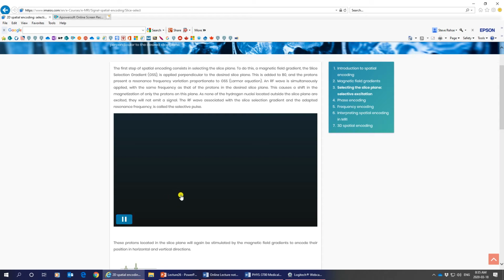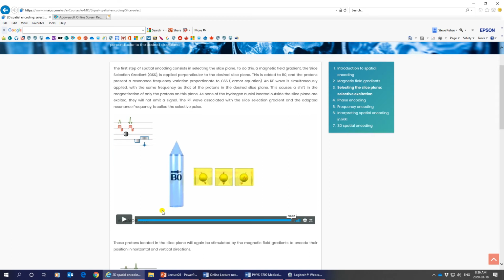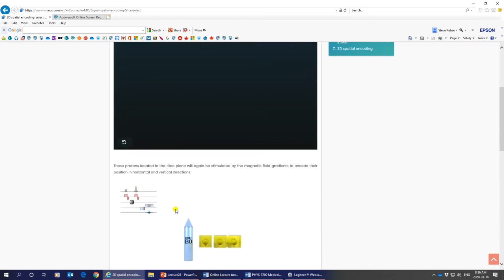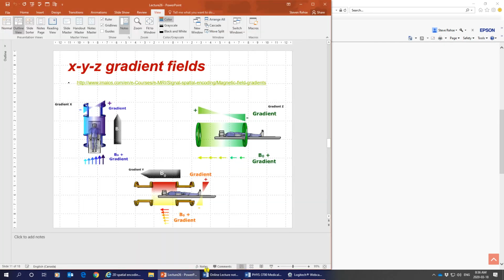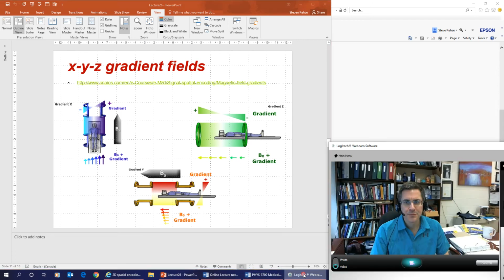All right, ordinarily, without the gradient, all those slices would be on resonance. But in this case, only the one slice will be on resonance. So I hope that makes some kind of sense for you. Let's go back to this. All right, so how is it that only one slice is on resonance?